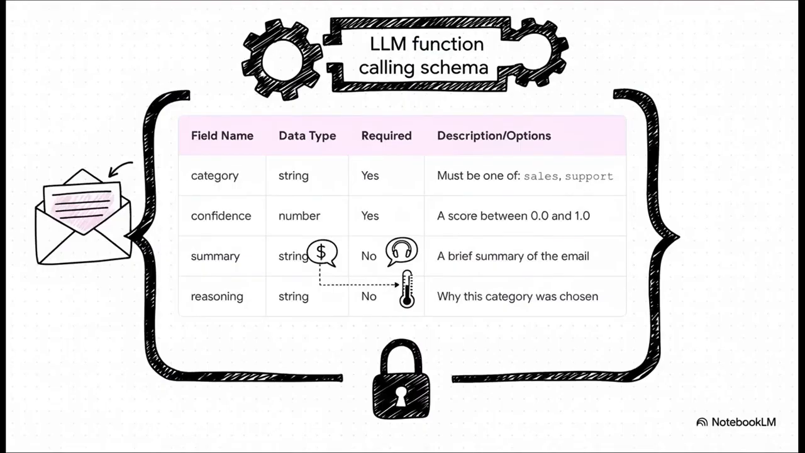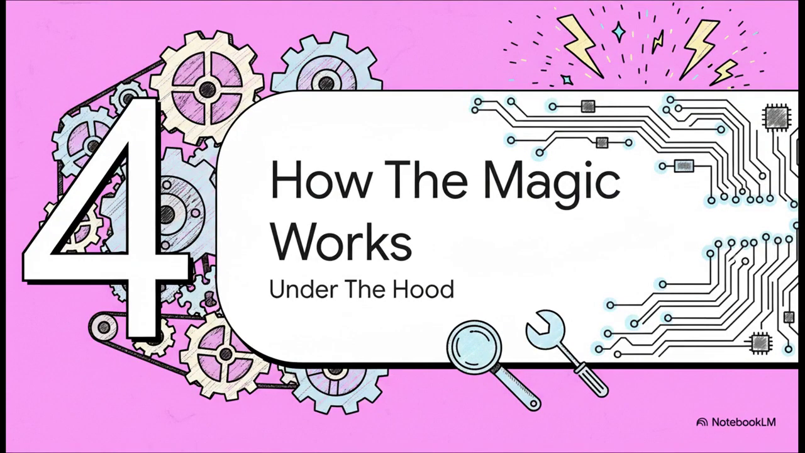Let's look at a really concrete example to make this real. Say you're building an email classifier. With a function calling schema like this one, you can demand a category field that must be either sales or support, and nothing else. You can require a confidence field that has to be a number between 0 and 1. This isn't a request, it's a rule that the model literally cannot break. Now, this all sounds great, maybe a little too great. How is it even possible?